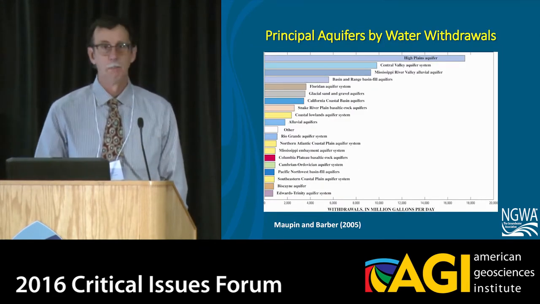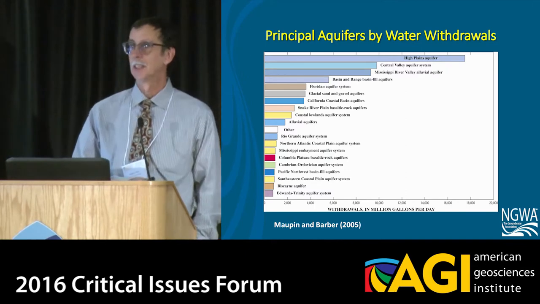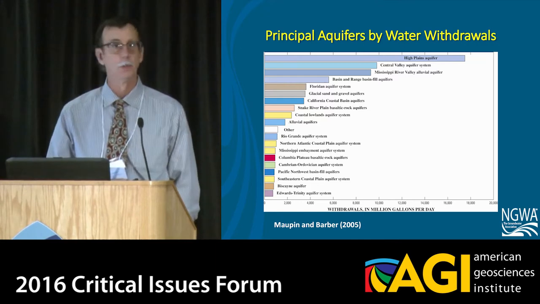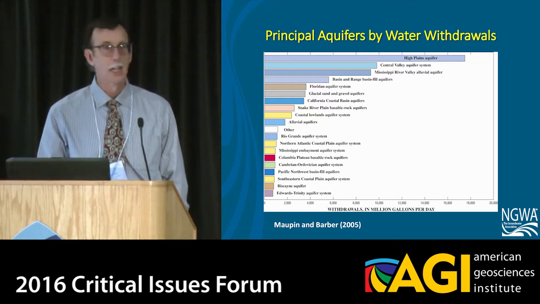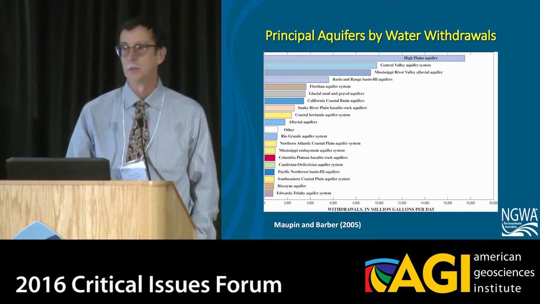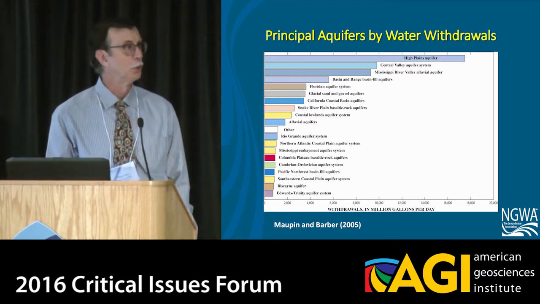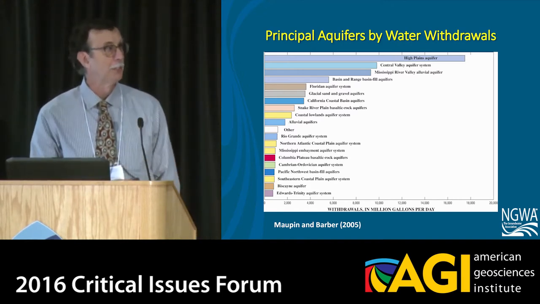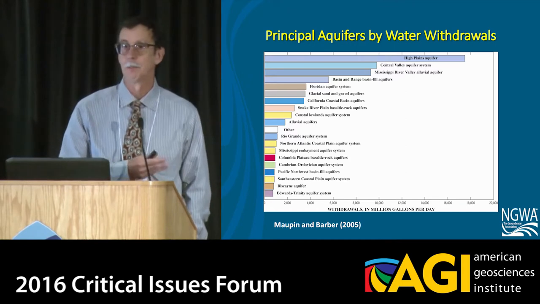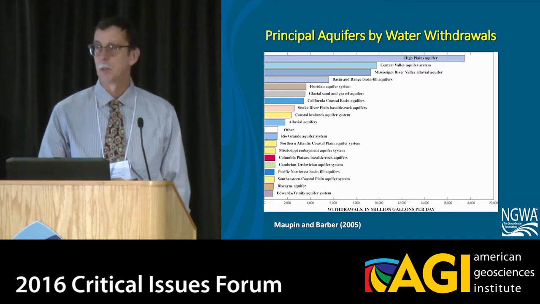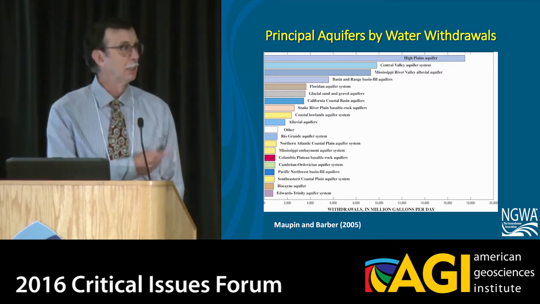If there's any doubt about its importance, this is a graph of water withdrawals by principal aquifer from about the year 2000, actually, when the data apply. But the top bar there, you'll notice, is the High Plains aquifer, and you have to go back a ways till you see the Central Valley and the Mississippi River Valley alluvial aquifer running neck and neck for number 2. Thanks to the drought, I think Central Valley has moved slightly ahead. But then, for example, Basin and Range basin-fill aquifers, Sharon talked about a lot, a big piece of that in Arizona. The Floridan aquifer, which is a very important source of water for people in Florida, and the list goes on.